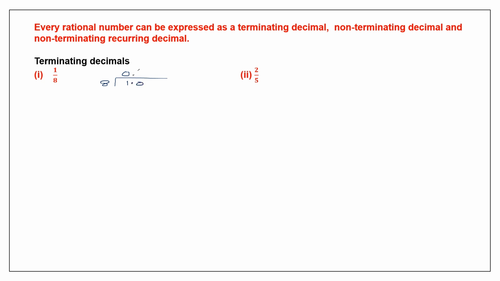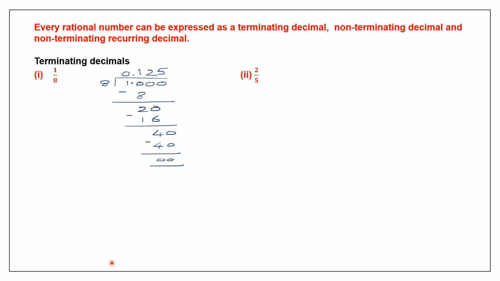Now 8 ones are 8, minus, I bring down that 0. 8 twos are 16. 20 minus 16 is 4. I have a 0. I'm going to bring that 0. It's 40. 8 fives are 40. Now our remainder is 0.